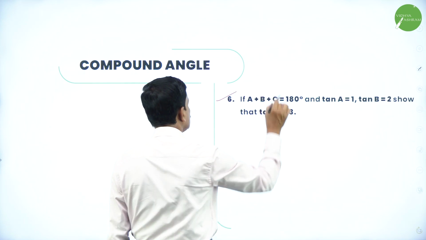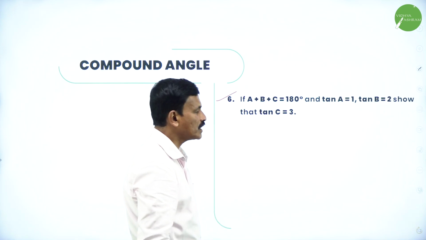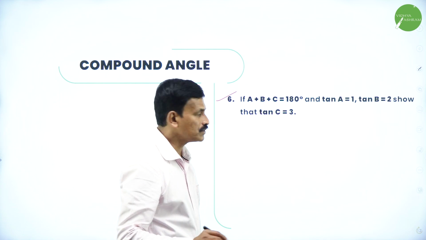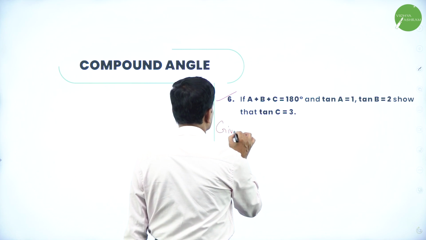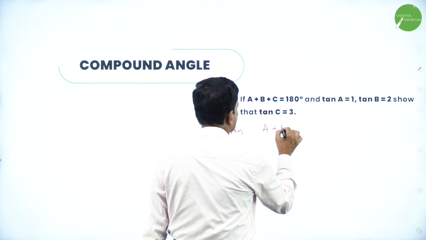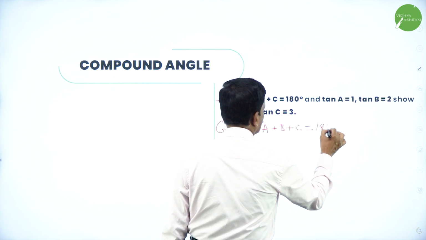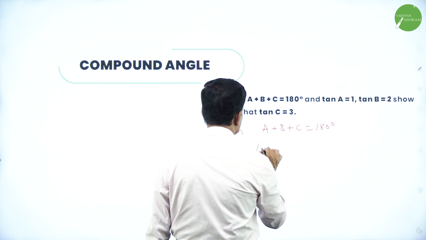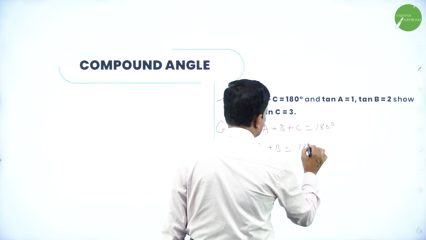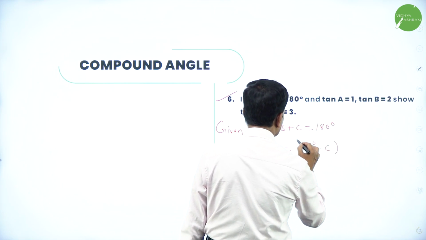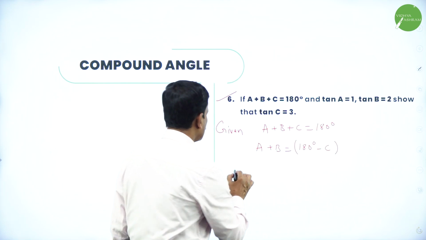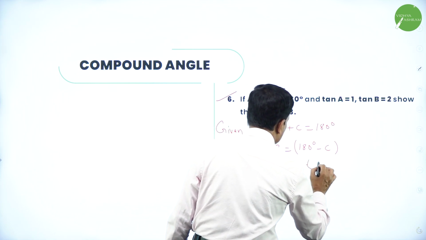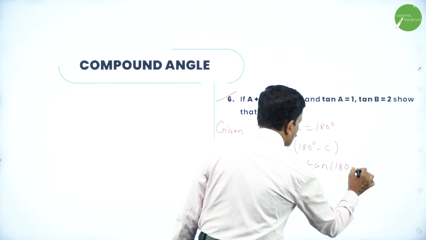Now the next problem is, if a plus b plus c is equal to 180 and tan a is equal to 1, tan b is equal to 2, show that tan c is equal to 3. Now what is given here? Given the sum of the angles a plus b plus c is equal to 180 degrees. What is required is to find c, right? So we can write a plus b is equal to 180, transfer this plus c to the right hand side, it becomes minus c. Now take tan on both sides. So this is tan of a plus b is equal to tan of 180 minus c.